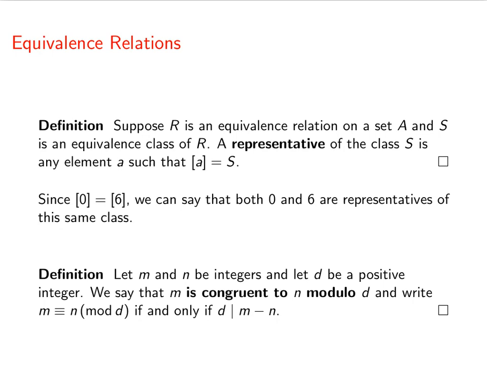And finally, we want to make a definition to say that if m and n are integers and d is a positive integer, we're going to say that m is congruent to n modulo d, and we'll write m congruent to n mod d, if and only if d divides m minus n. So it's not a new idea, it's just a different notation, and this is a fairly common notation, so you should be familiar with it.